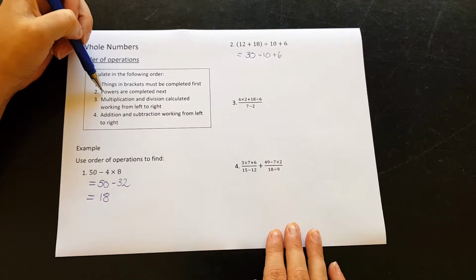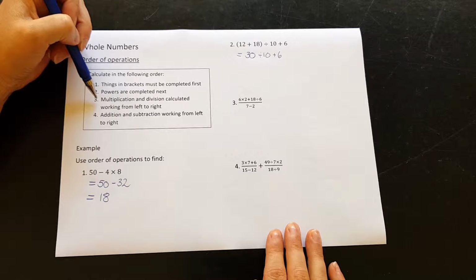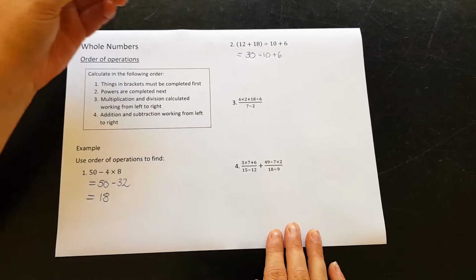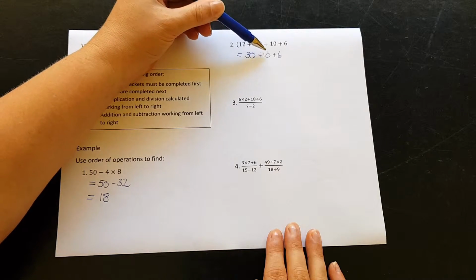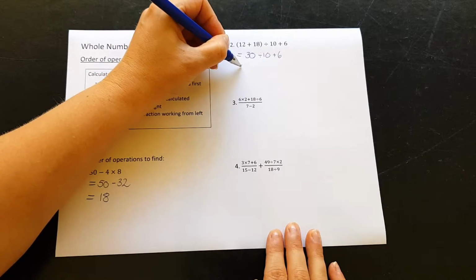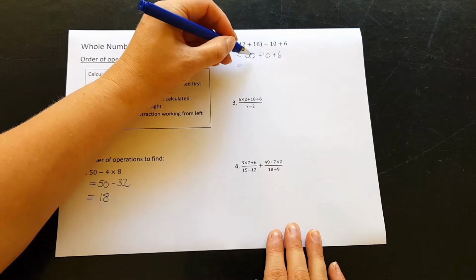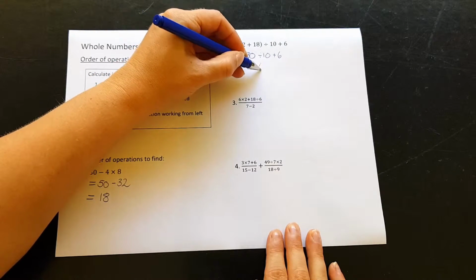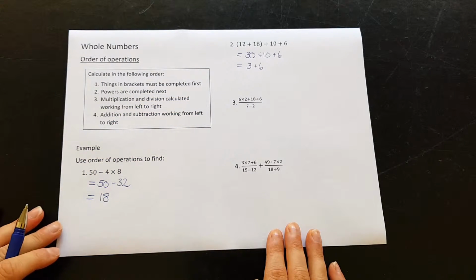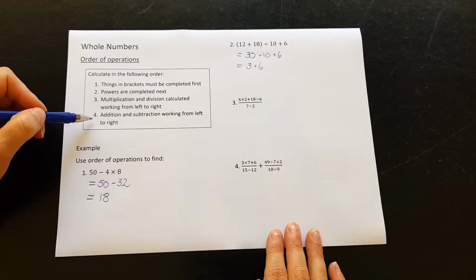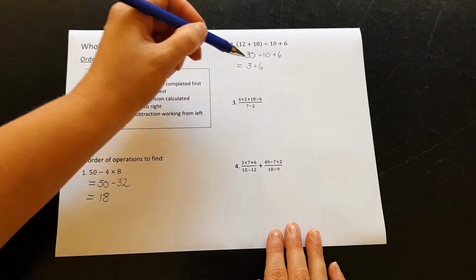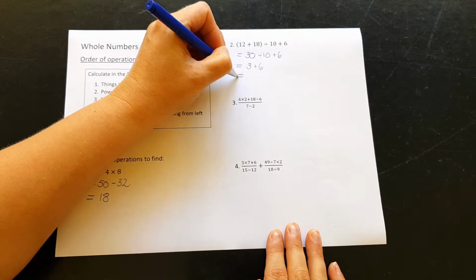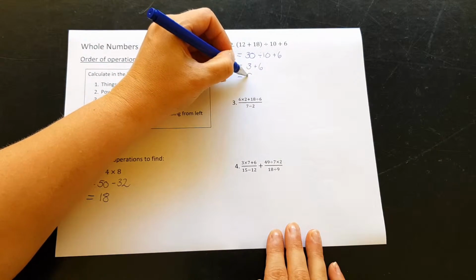Next, there's no powers. So 3, we're going on to multiplication and division. Well, this time we have a division. So that's the next step. 30 divided by 10 goes 3 times. And the plus 6, we're going to just write that afterwards. Then down the next step, we're on to addition and subtraction. So now we can do the addition. 3 plus 6 is 9.